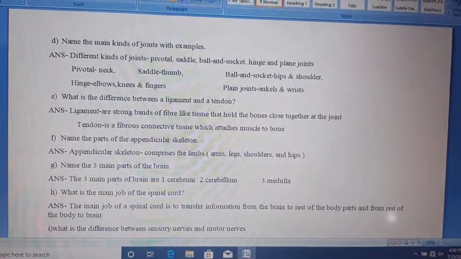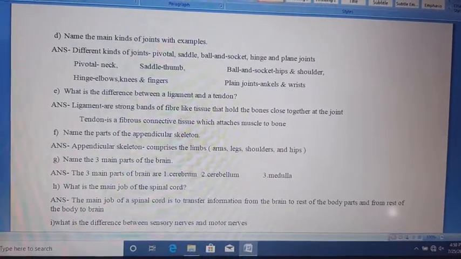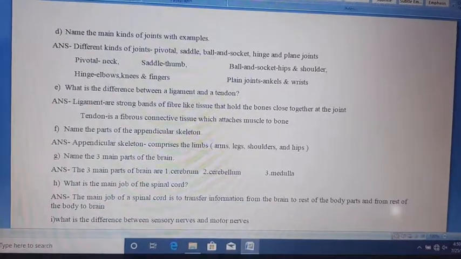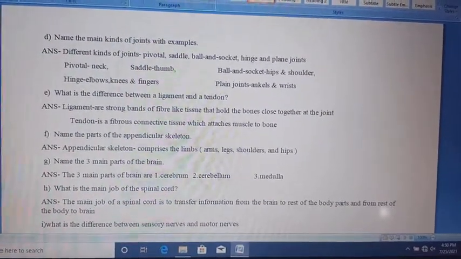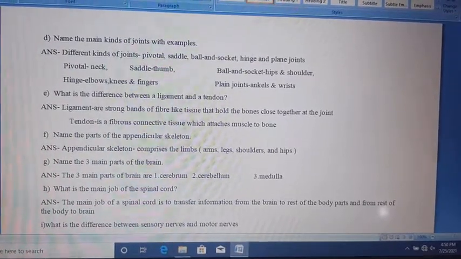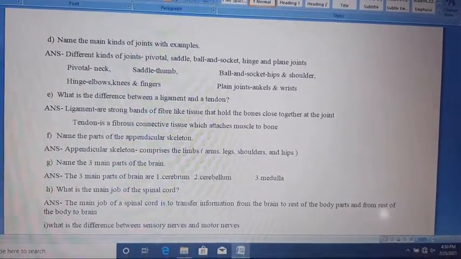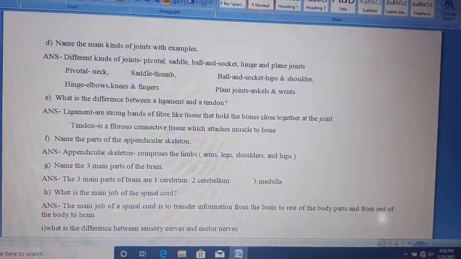G. Name the three main parts of the brain. Answer. The three main parts of brain are: first, cerebrum, second, cerebellum, third, medulla.